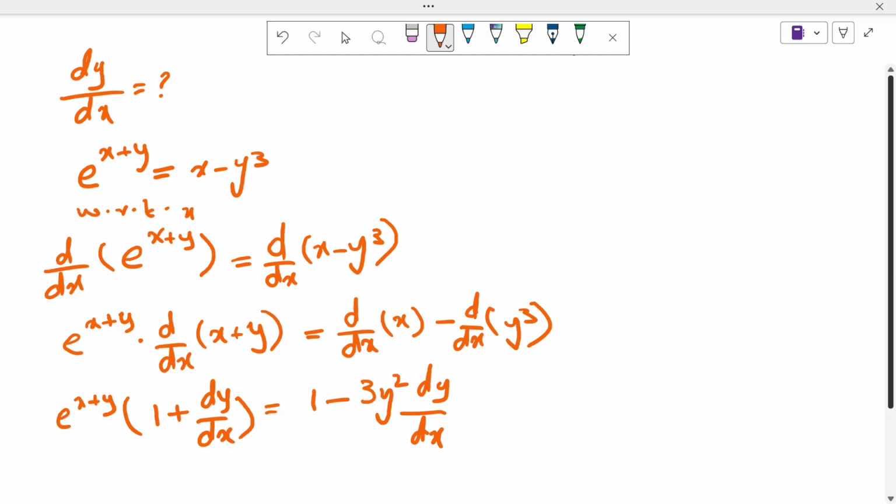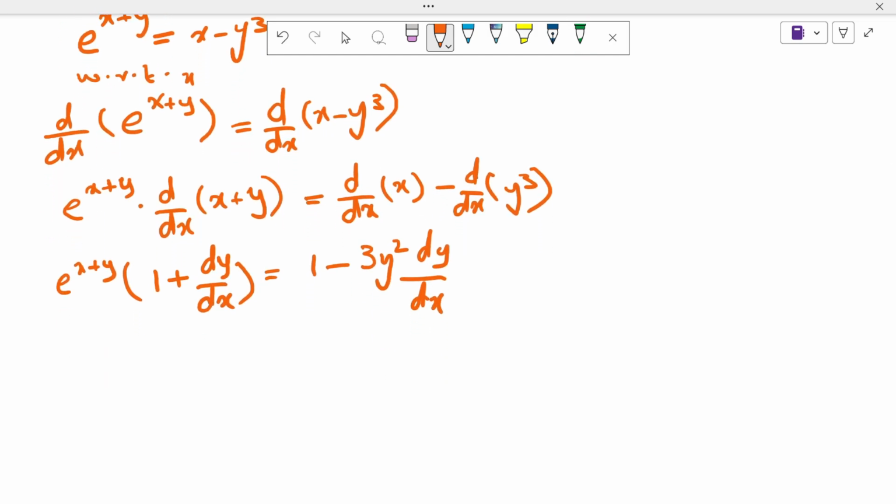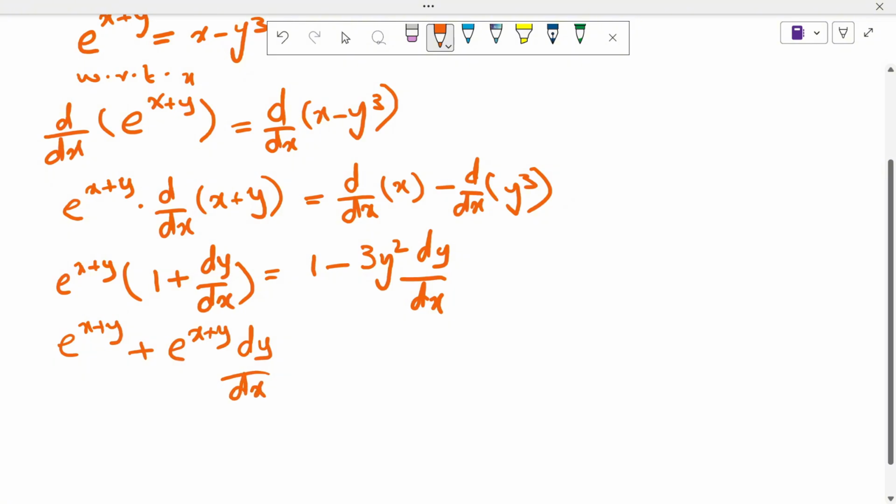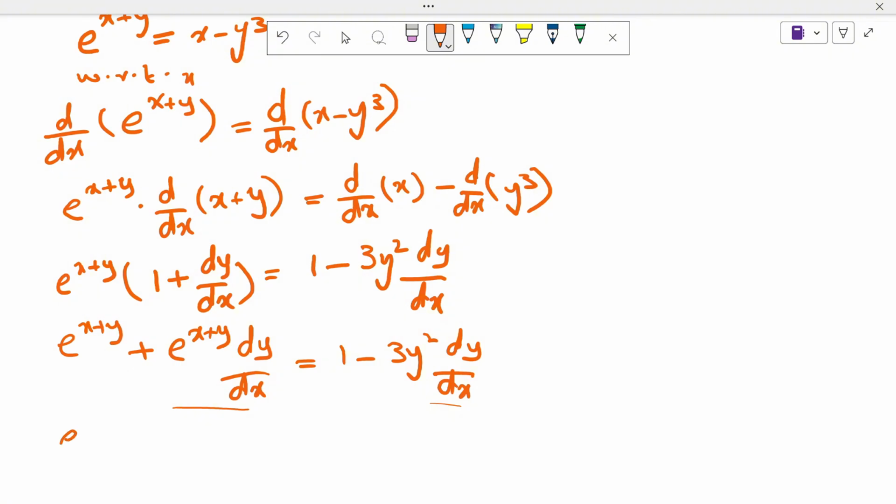So now we will multiply e power x plus y into the bracket. So it will become e power x plus y multiplied by 1. So that is e power x plus y plus e power x plus y dy by dx equal to 1 minus 3y square dy by dx. So now the question is you have to find the dy by dx. So we will bring the dy by dx to one side and the other elements on the other side. So I will leave the e power x plus y dy by dx and bring the minus 3y square dy by dx to another side.